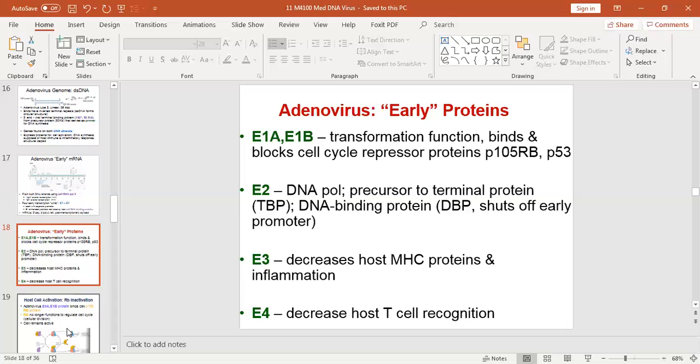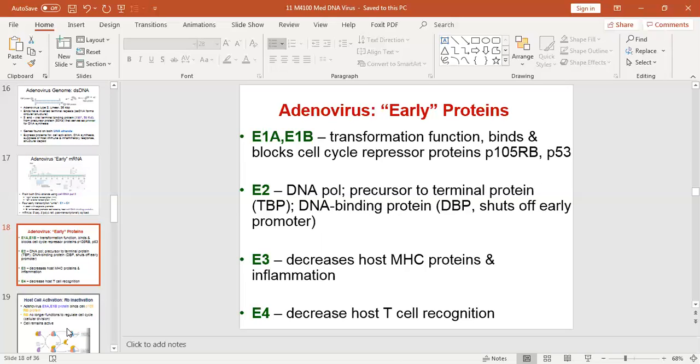E3 is the next early protein encoded by adenovirus that decreases host MHC proteins, or major histocompatibility proteins. These are basically surface structures that serve to present peptides to immune cells. So imagine if an immune cell cannot recognize viral proteins, we do not have an immune response. Subsequently, inflammation shuts down, and another protein, E4, also participates in decreasing host cell T cell recognition.